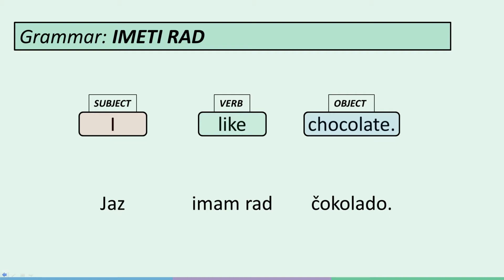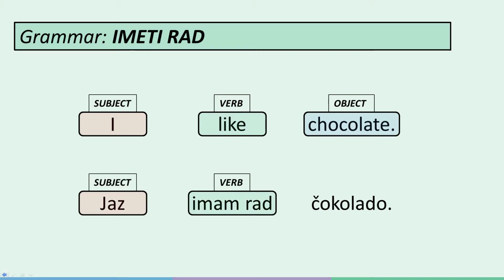Jaz imam rad čokolado. Jaz is the subject, imam rad, for all practical purposes, is the verb, and čokolado the object. And if you've watched the lessons on case, you know that Slovene does with cases here what English does with word order. In other words, we know what the subject is and what the object is in the Slovene sentence not because of what is in slot 1 and what in slot 3, but rather due to a slight change in the word's appearance.